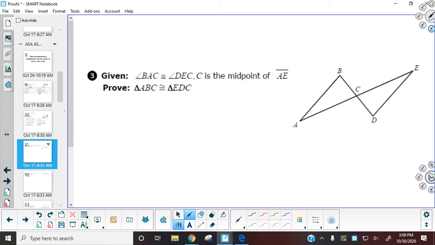Okay, so while I'm writing this down, think ahead. What am I going to use to help get to these conclusions? So I'm going to write this and let you think.